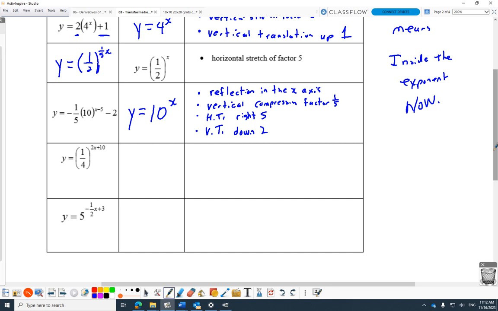Let's get the base function down at least. Let's get that part done first. What's the base? 1 over 4 to the x. 1 over 4 to the x, which again, if you're like, I haven't done the assignment yet, so I'm not super good at that yet.